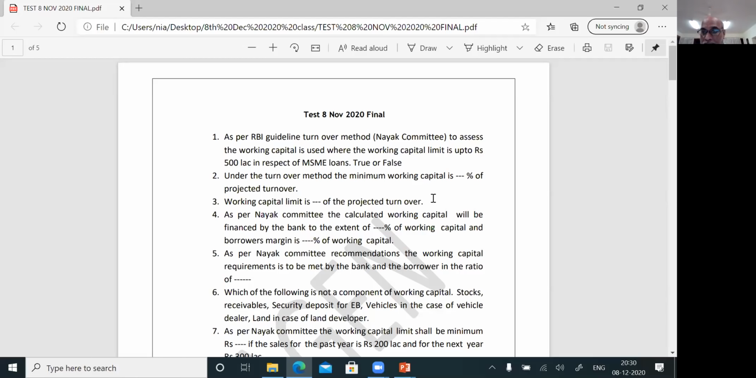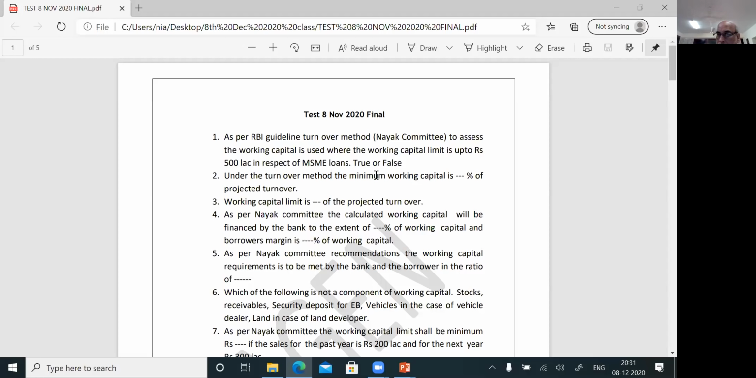Somebody now telephoned me, sir, we were told in MSME. So you are so liberal. Even for MSME, you are going in for up to 5 crores working capital by the turnover method only because advances are not picking up with the bank. Okay. As per RBI guidelines, the turnover method to assess the working capital is used where the working capital limit is up to 500 lakhs in respect of MSME loans. As per RBI guidelines, it is for MSC. Okay, answer is false. Second question.